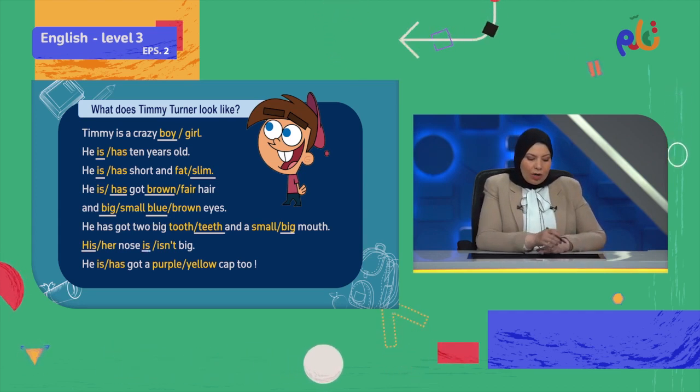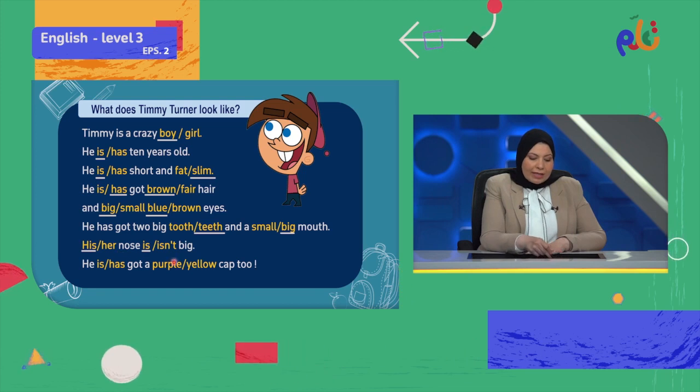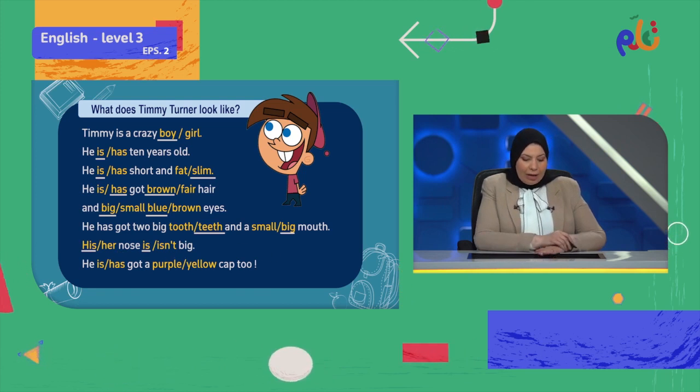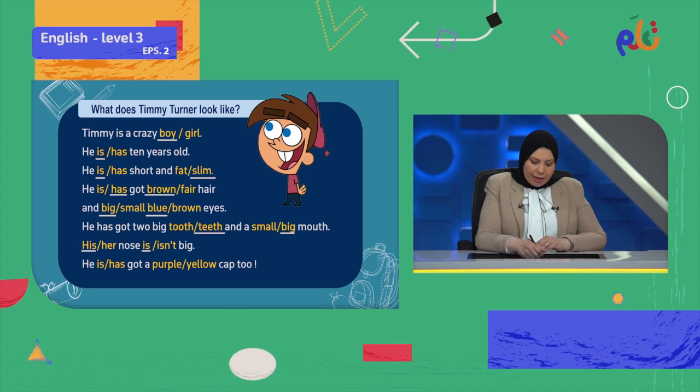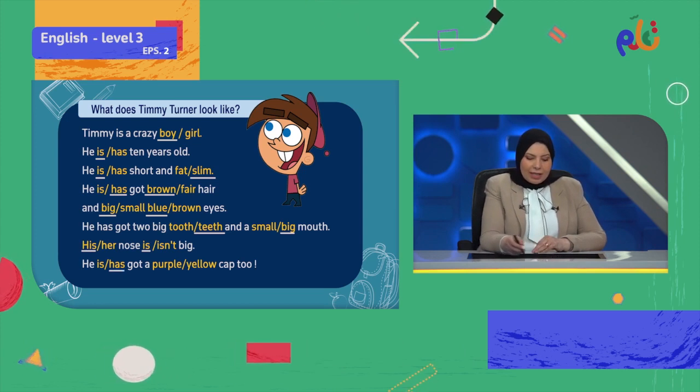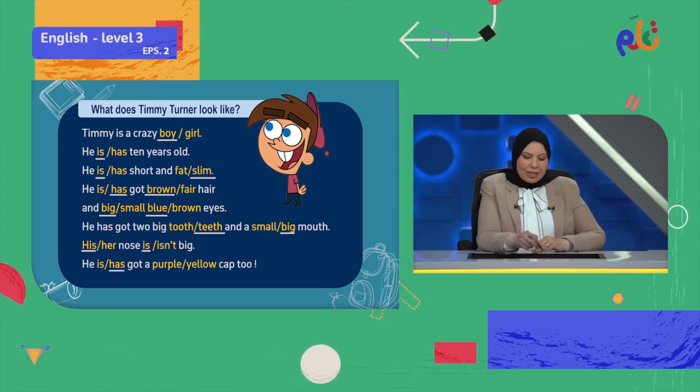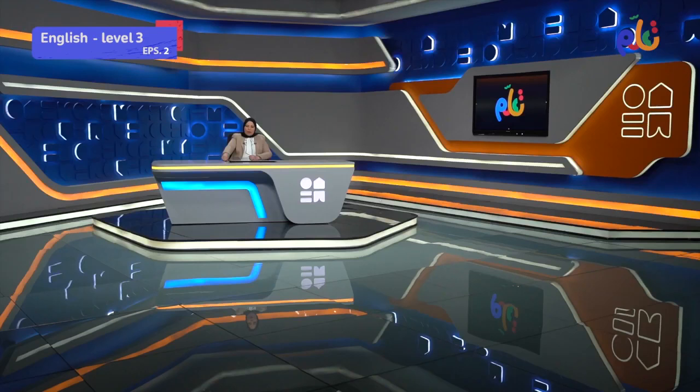Okay, and the last one, he is or has got purple yellow cap. So he has got a, and the color here is purple yellow cap. بكده نكون عملنا practice وشوفنا ازاي نستخدم الجرامر بشكل مفصل، وازاي ممكن يساعدني ان انا اعمل الجنرال description بتاعي، وازاي verb to be بستخدمه بشكل مختلف تماما عن have and has. بكده النهارده نكون وصلنا لنهاية حلقتنا.